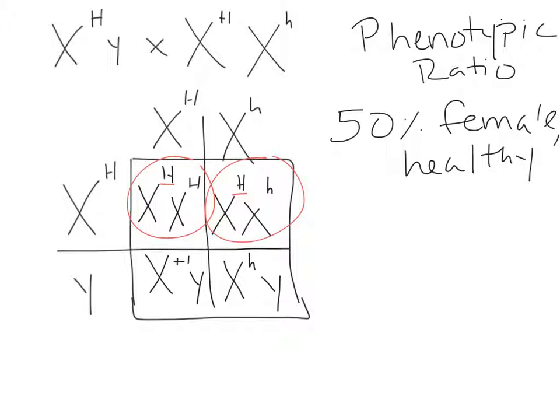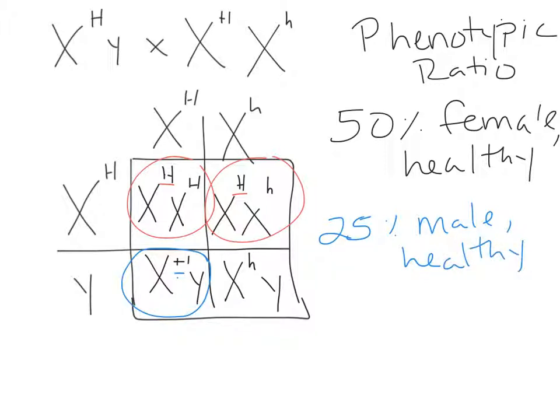When we look at the bottom boxes, we see that there is one male with a copy of the big H, so he is healthy, so 25% male and healthy. The other box has a male with a little h. So this means that we have 25% that are male with hemophilia.